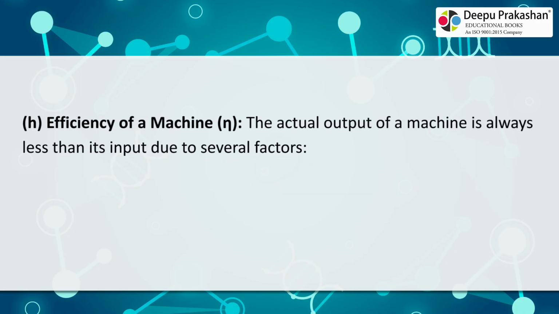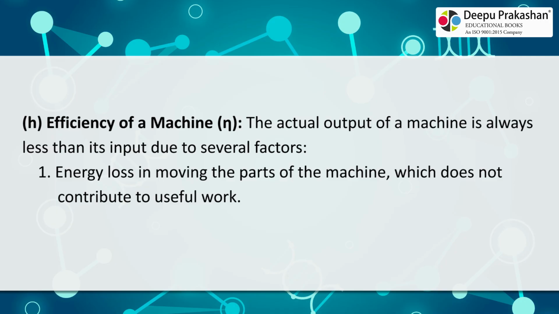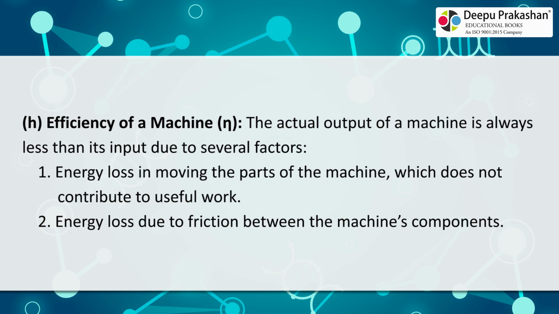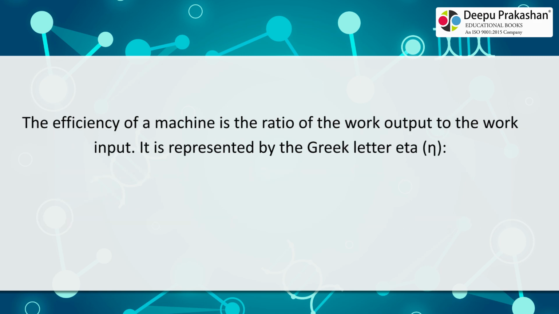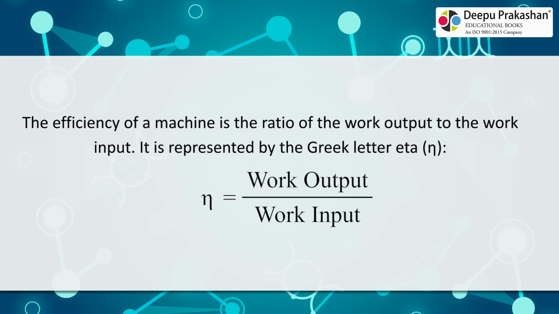H. Efficiency of a machine. The actual output of a machine is always less than its input due to several factors. 1. Energy loss in moving the parts of the machine, which does not contribute to useful work. 2. Energy loss due to friction between the machine's components. The efficiency of a machine is the ratio of the work output to the work input. It is represented by the Greek letter eta. Eta is equal to work output upon work input.